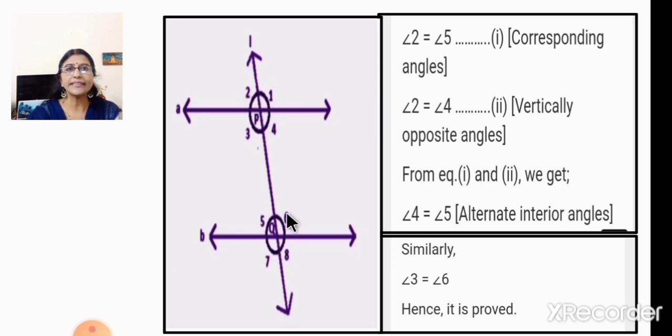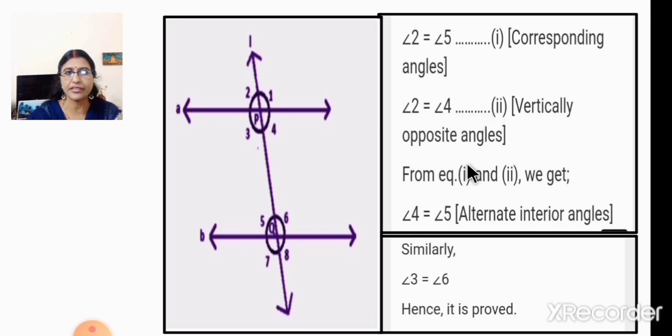Angle 2 is equal to angle 5. You can see these two are corresponding angles. Just now we have learned that corresponding angles are equal. So angle 2 is equal to angle 5. And we also know angle 2 is equal to angle 4. They are vertically opposite angles. And we have learned when the lines are parallel and if it is cut by a transversal, vertically opposite angles are also equal. So angle 2 is equal to angle 4. So we got this as number 1, this as number 2.